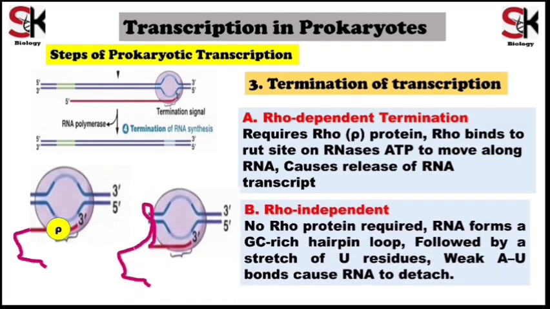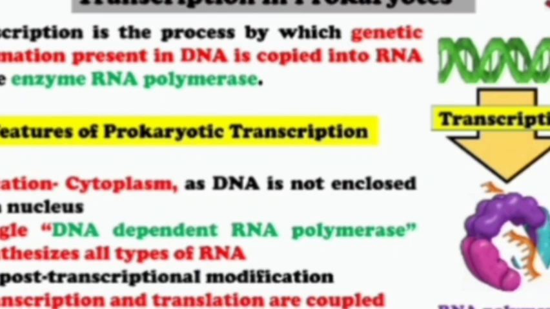Another type of termination is Rho-independent termination, in which Rho protein is not required. Instead of Rho protein, the newly synthesized RNA forms a loop structure at a GC-rich region, followed by a stretch of uracil residues. AU is a weak bond as it contains only 2 hydrogen bonds, so it can detach the RNA easily and stops the termination process. So this is all about transcription in prokaryotes.